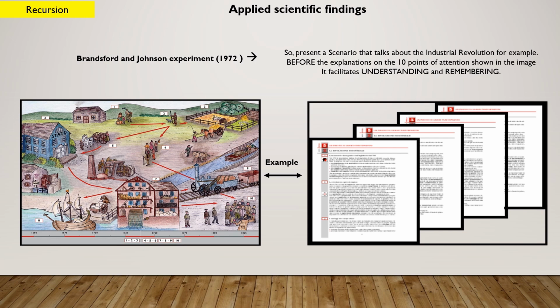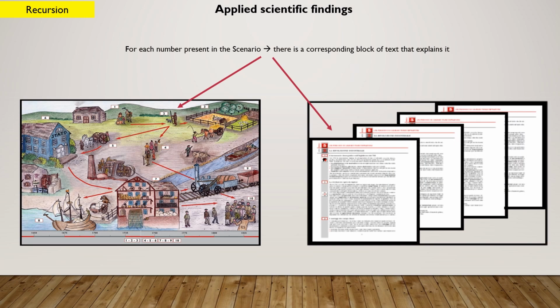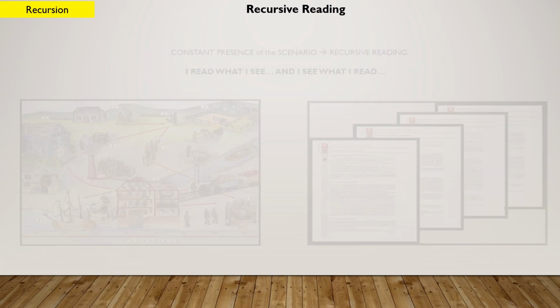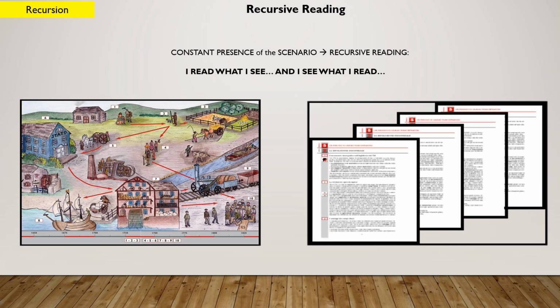This premise is the basis of our discussion, but it is not enough. We know in fact that the scenario is structured around 10 points of attention to which we have matched the 10 conceptual nodes explained in the following pages of the text. The fact that each number in the scenario corresponds to a block of text that explains it is fundamental because it creates that image-word connection that induces a recursive type of reading in which I read what I see, and I see what I read.